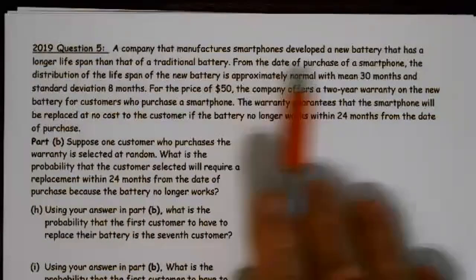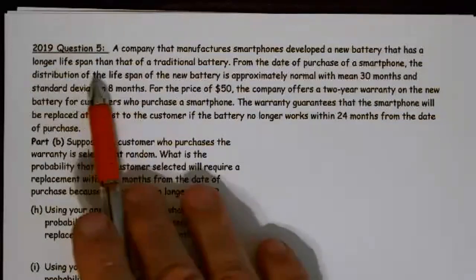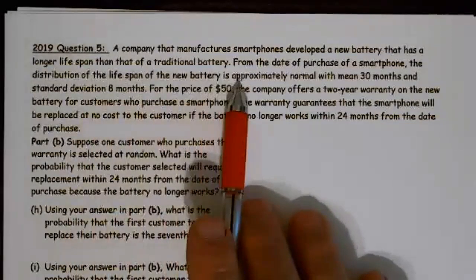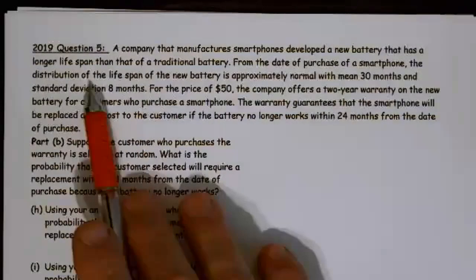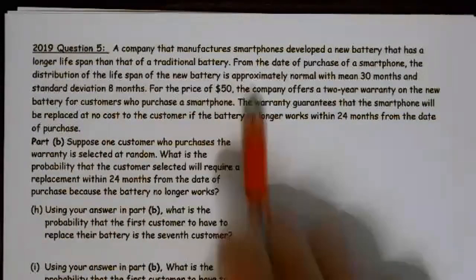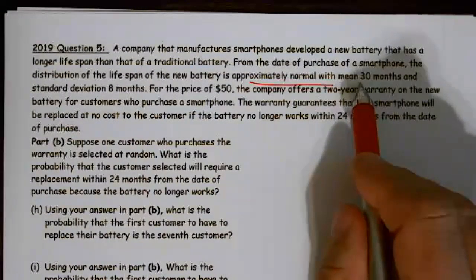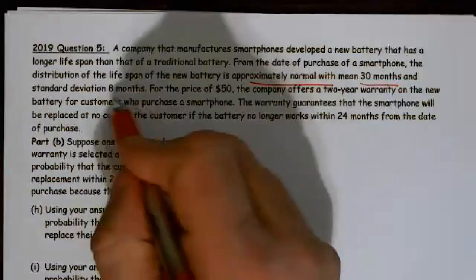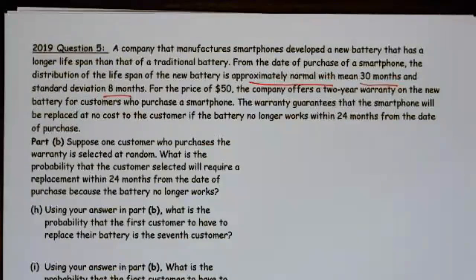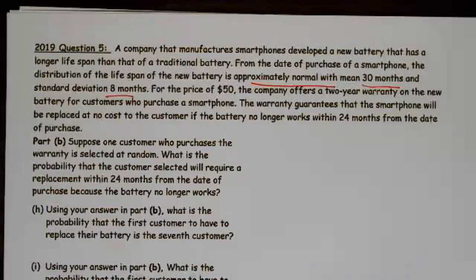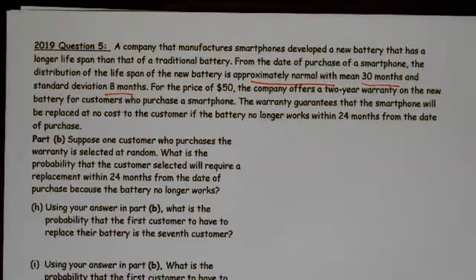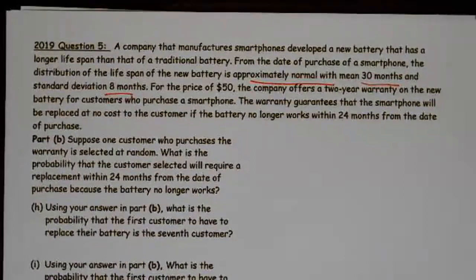A company that manufactures smartphones developed a new smartphone that has a longer life than that of a traditional battery. On the date of purchase of a smartphone, the distribution of the lifespan of the new battery is approximately normal, with a mean of 30 months and a standard deviation of 8 months. For the price of $50, the company offers a 2-year warranty on the new battery for the customer who purchased a smartphone. The warranty guarantees that the smartphone will be replaced at no cost to the customer if the battery is no longer working within 24 months from the date of purchase.